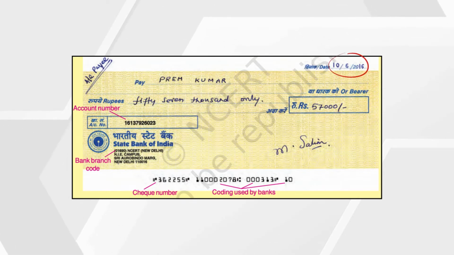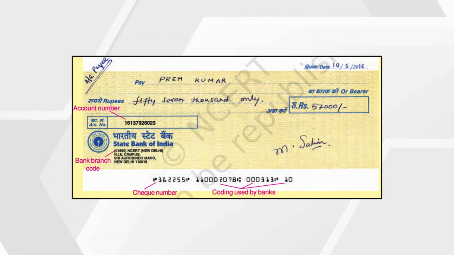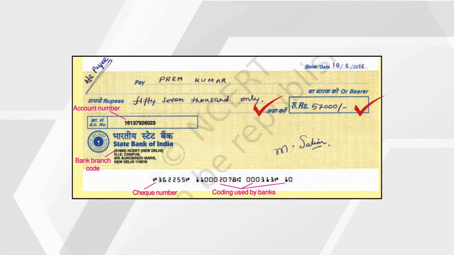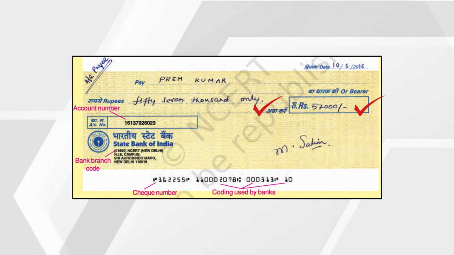You can see the date on the top right. Then pay to is mentioned. Here we have to write the name of the person whom you are making the payment. Amount has to be written in words and numbers both. You will see only written after the amount and this sign after numeral amount. This is to ensure that nobody can add more words or numbers or change the amount.